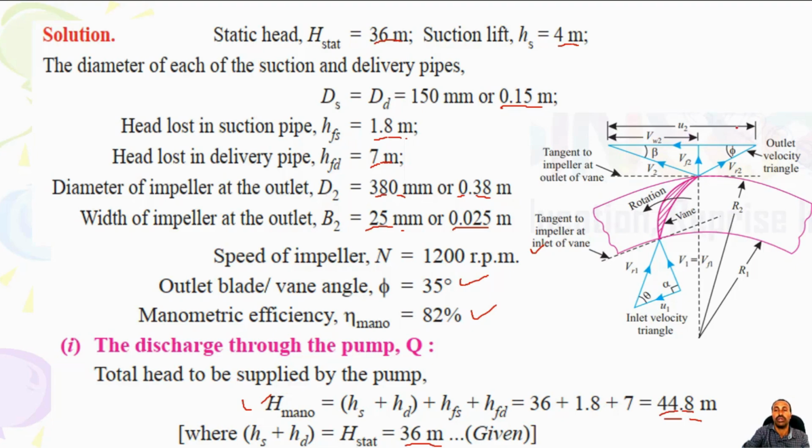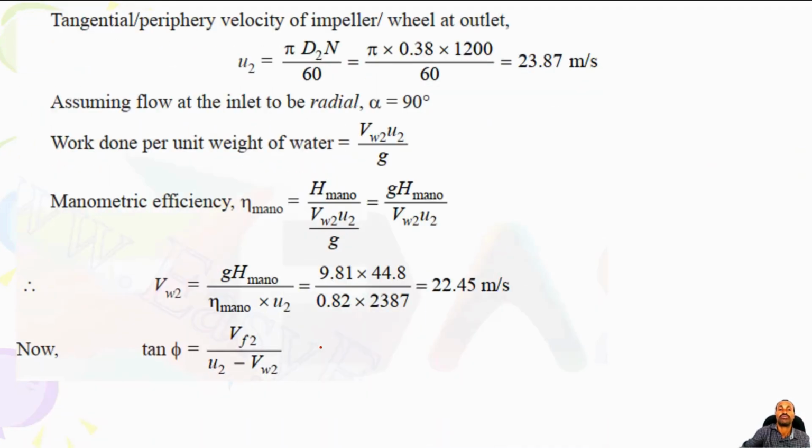So you have the tangential velocity U2, and this is the relative velocity VW2, with beta. Again, we have such a velocity diagram, and this is the inlet. Then at inlet and outlet, once we have this, let's continue the solution.